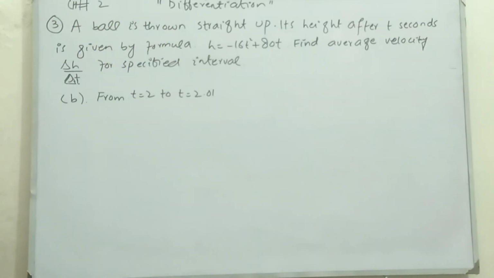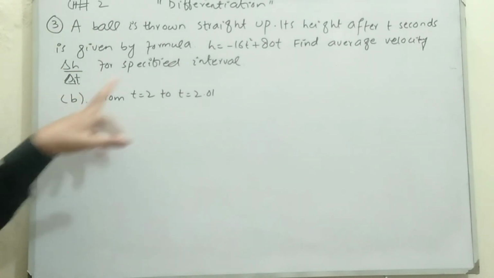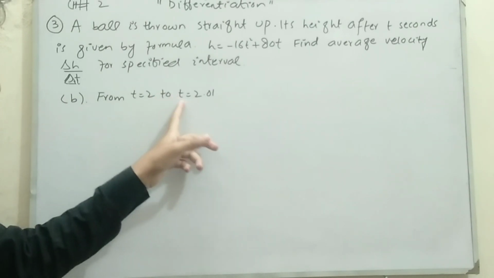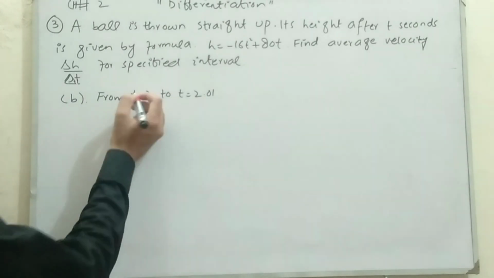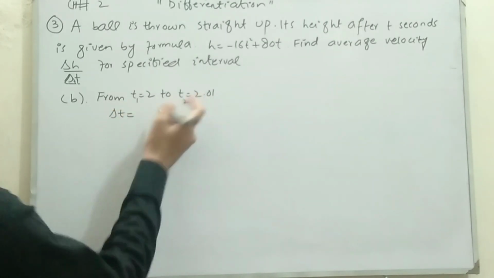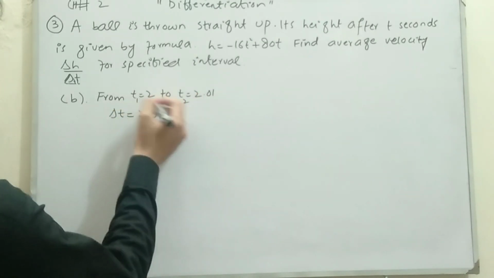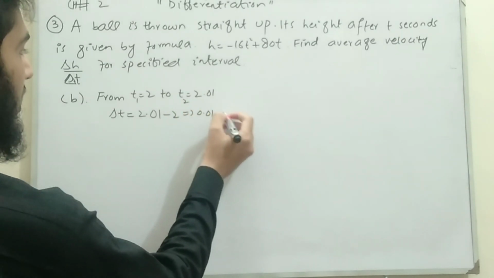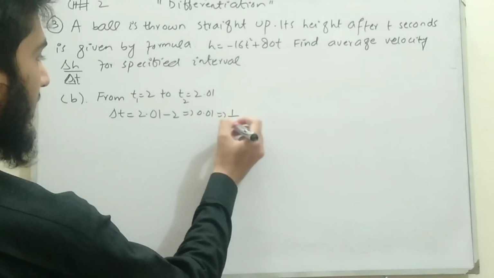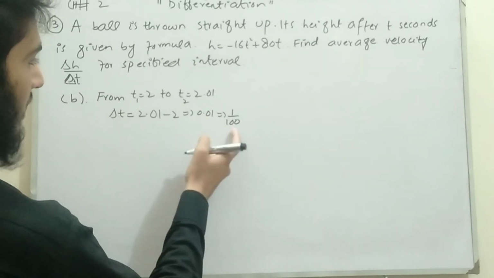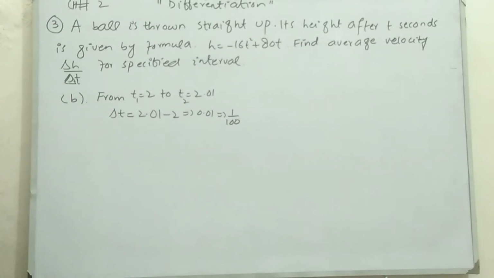Now move to part number B and the last part of today's lecture. It asks to find the average velocity for part B from t equal to 2 to t equal to 2.01. Let's suppose this is t1 and this is t2. So the change will be t2 minus t1, so 2.01 minus 2 gives us 0.01, which can be written as 1 divided by 100. So this is the del t.